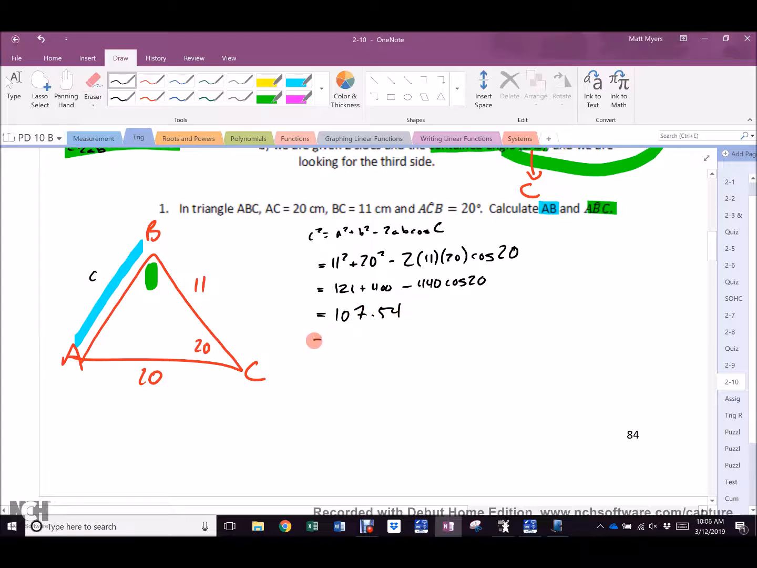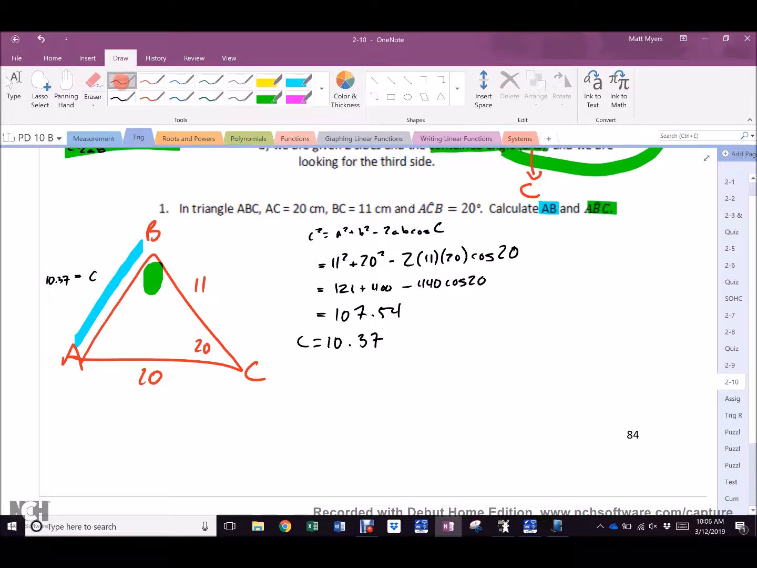And then what must I do? Square root that to get 10.37. Now what can I do? How do I get the green one now?